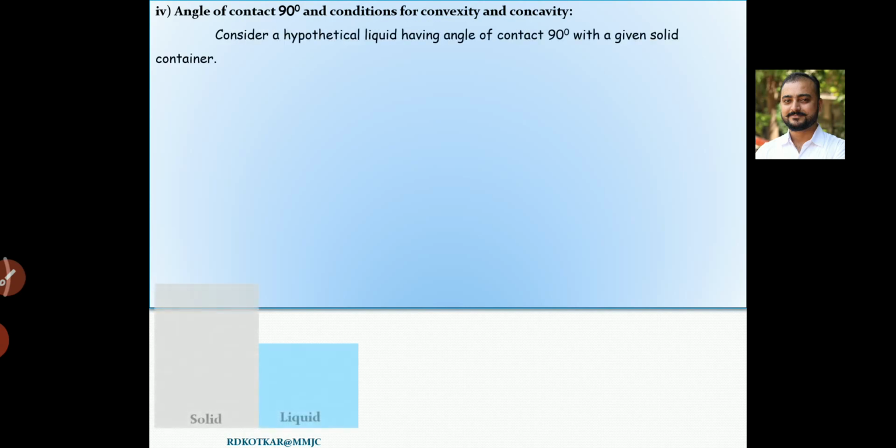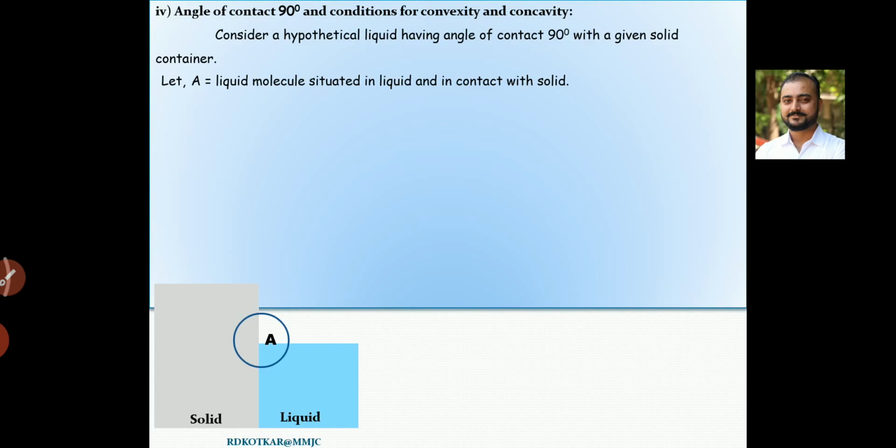So look at the figure. Here we consider the hypothetical liquid, okay, having angle of contact 90 degree with a given solid container. Okay, means the liquid considered here is hypothetical, imaginary, and having angle of contact 90 degree. Okay, means having theta as 90 degree. So here the figure shows you the solid and liquid in contact. Now we consider here A be the molecule of liquid which is situated inside the liquid but in contact with solid. And here we consider the sphere of influence around it.